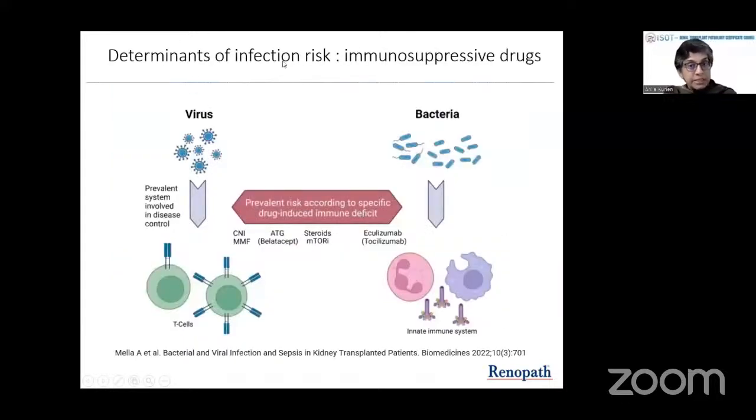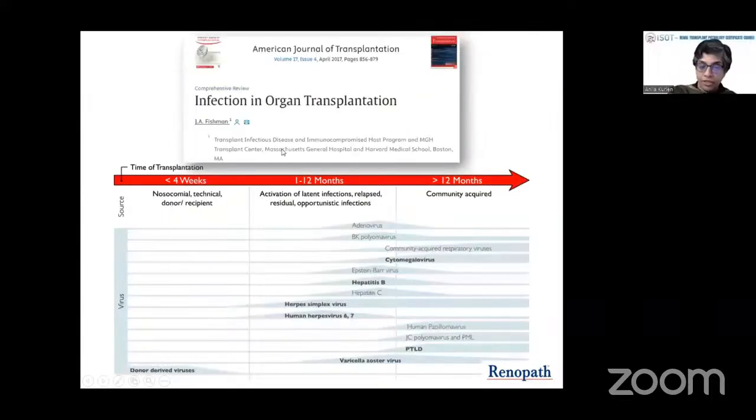Also, another factor that determines the chances of developing the virus is the type of immunosuppressive drug used. Those that specifically lower or suppress the T cells are more likely to produce viral infections as compared to those drugs targeted on the innate immunity, where it is usually more common to have a bacterial infection.